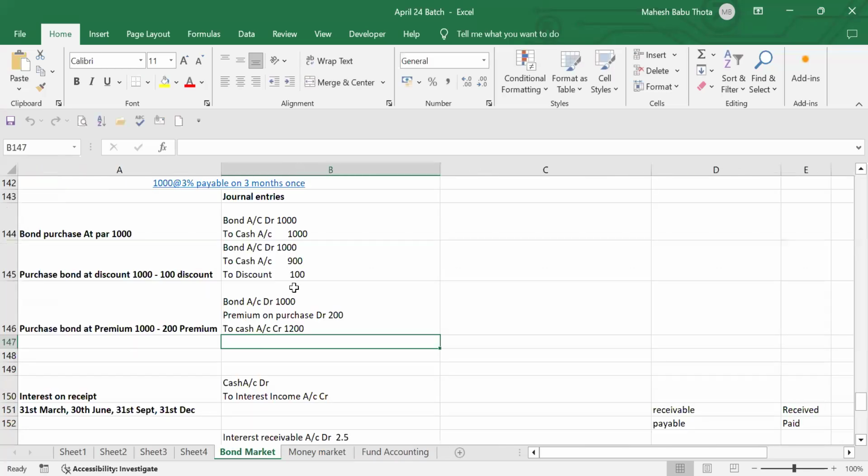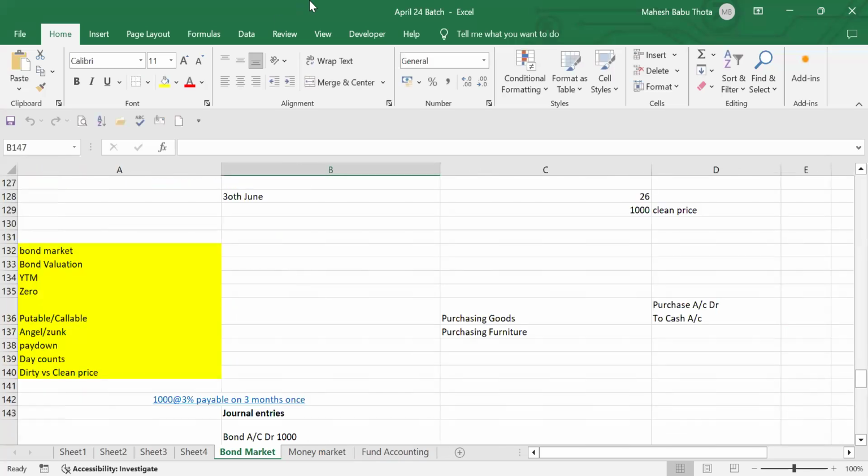So yesterday we spoke about the bond market and the general entries we have seen. We completed the types of bonds and discussed the important topics: puttable bonds, callable bonds, angel bonds, junk bonds, pay-out concepts, day-count conventions, and what is deep discount bonds. How to calculate the accrued interest on a bond between two interest payment dates.